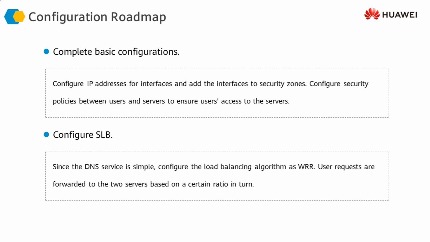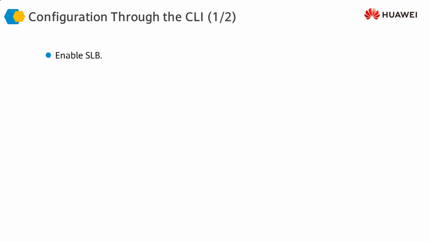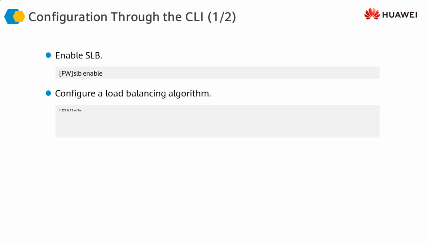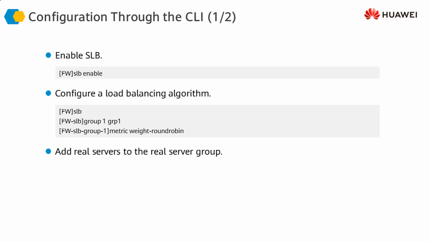Let's take a look at the configuration. First of all, on the firewall, we enable server load balancing. Then once we've enabled it, we go in this SLB config mode, and here we create group 1. 1 is the group number, and this is the group name, GRP1 or group 1. Once inside the group 1 config mode, we assign it a load balancing algorithm. In this case, we are assigning it the weighted round robin load balancing algorithm.